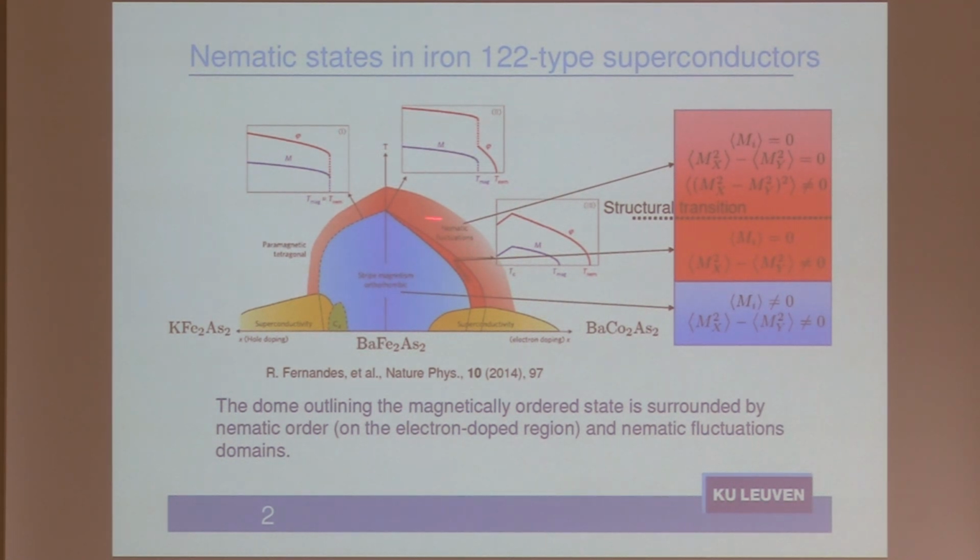This is a dark region here. It surrounds the magnetic stripe dome from the electron doped part. If you go higher in temperature, we have the domain of nematic fluctuations, where the nematic order parameter, mx squared minus my squared, is zero. But the fluctuation of this order parameter is non-zero and essential, so we have this pink domain surrounding it. If you go down in temperature, of course, we cross a domain where mi is already different from zero. We have stripe magnetism.